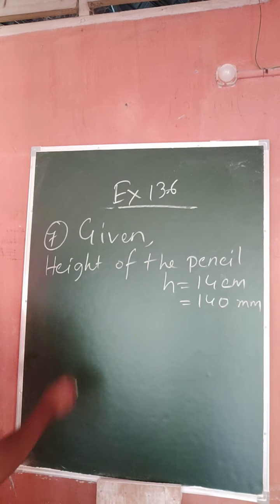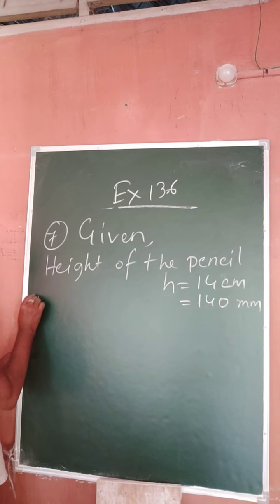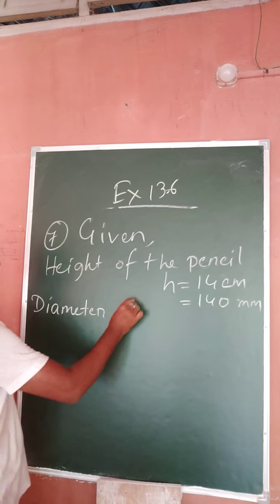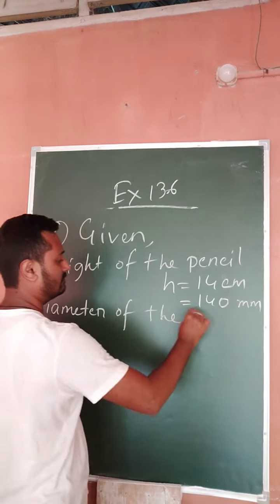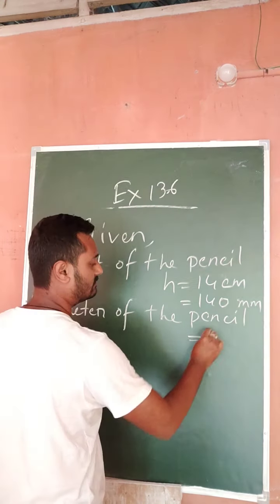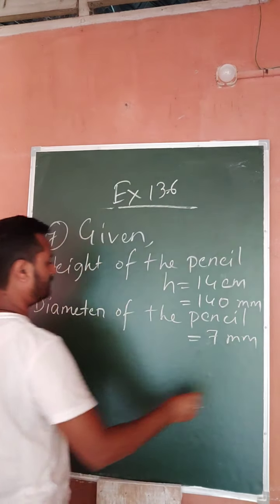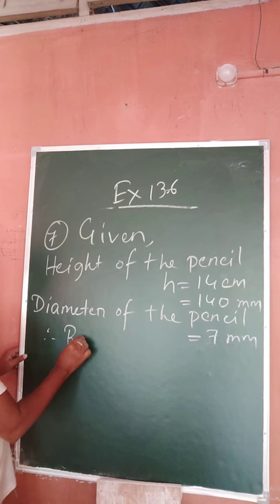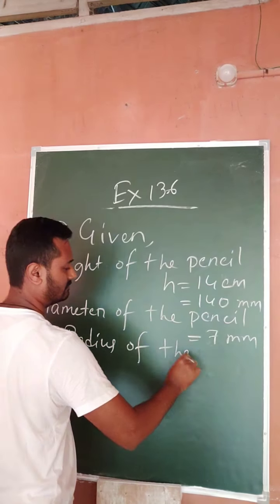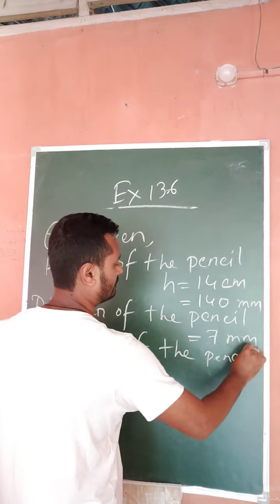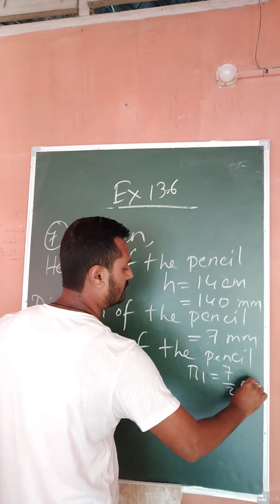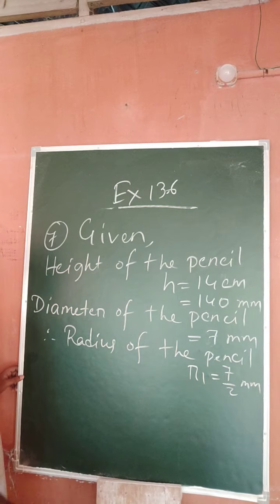Okay. So again, diameter of the pencil is given 7 millimeter. Okay. So therefore, radius of the pencil, suppose R1, which is 7 by 2 millimeter, or 3.5 millimeter.